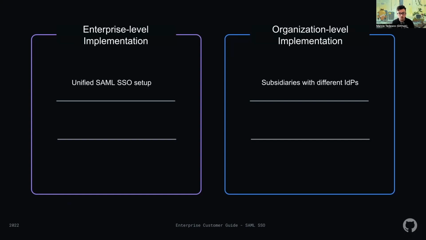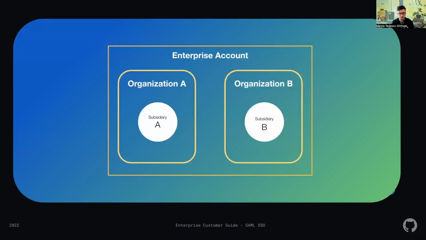If your company has multiple subsidiaries with different identity providers, an organization level implementation is the most helpful. For example, subsidiary A is using Okta, while subsidiary B is using Azure AD. In this case, organization level implementation provides the most flexibility. A SAML SSO implementation at the enterprise level, however, provides a unified setup for all the organizations under your enterprise account.